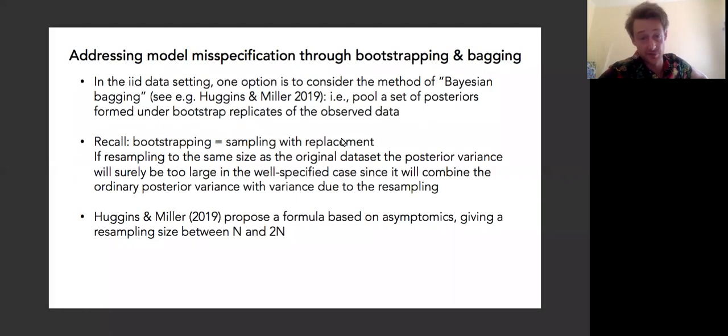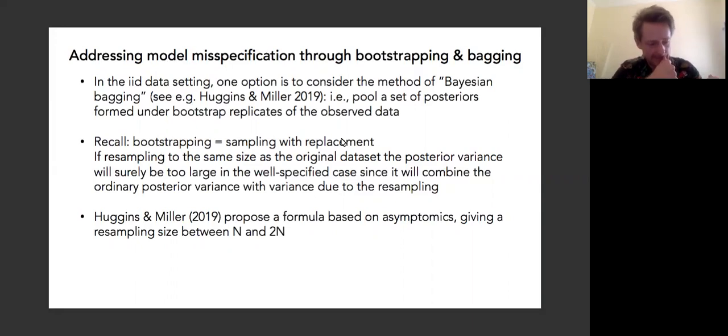So the idea is this: bootstrapping means sampling with replacement. We make these mock data sets, which are resampled versions of the original data set. If we have n observations and we resample with replacement for another n, obviously we'll have copies and some will be missing. And if we combine these posteriors, then the posterior variance will almost certainly be too large if we were using the correct model. The reason is that for each posterior we'll have its posterior uncertainty width, plus then they'll all be shifted around with extra noise due to the resampling process.